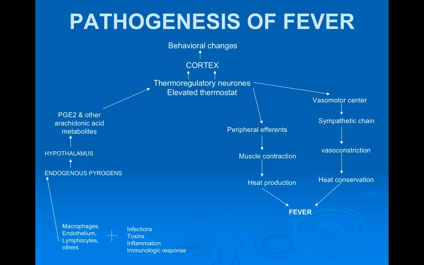One is vasoconstriction, which will cause conservation of heat. Another is muscle contraction, which causes excessive production of heat. Both of them will lead to a rise in body temperature, that is called fever. At the same time, because of the cortical input, there are some behavioral changes also happening in the patient.